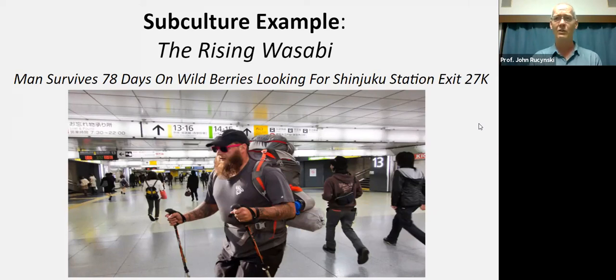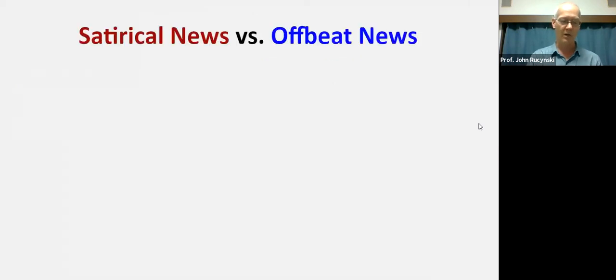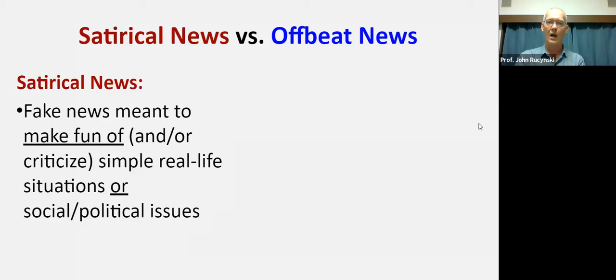So if you don't live here in Japan, Shinjuku Station is perhaps the biggest train station in the world with 200 different exits. So it's just making a joke of our reality. So we were thinking, how can we help our learners to detect, to recognize satirical news? So we thought, well, why don't we compare it with offbeat news? The difference here, satirical news, again, is fake news meant to make fun of or criticize real life situations or political issues.